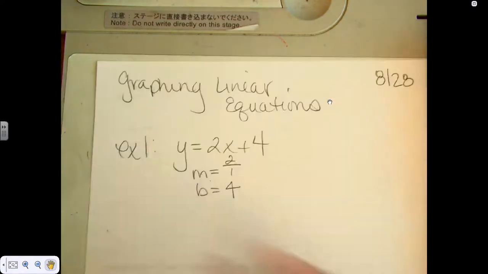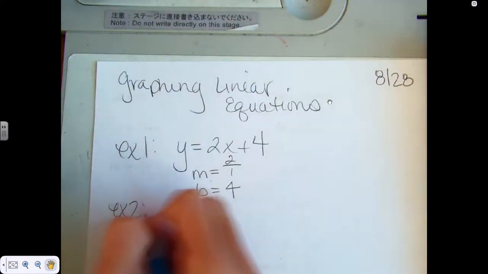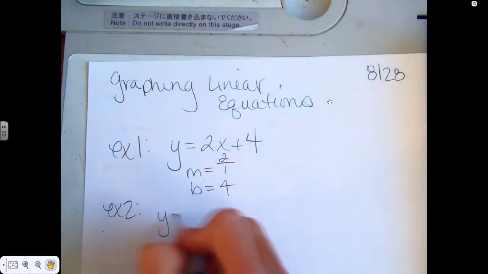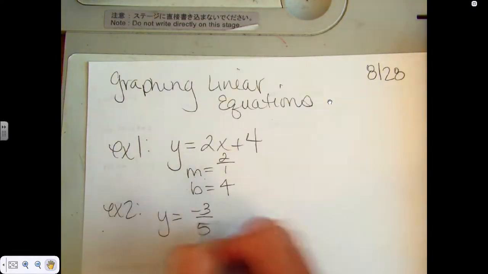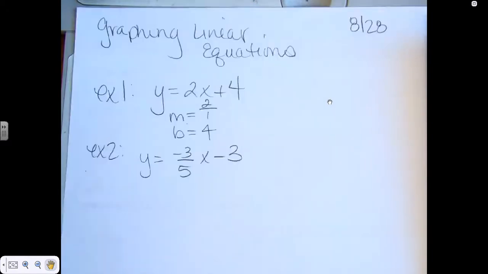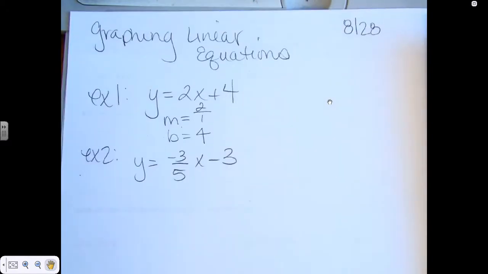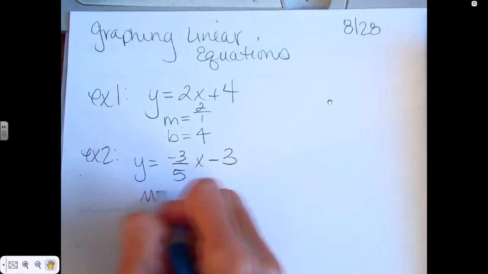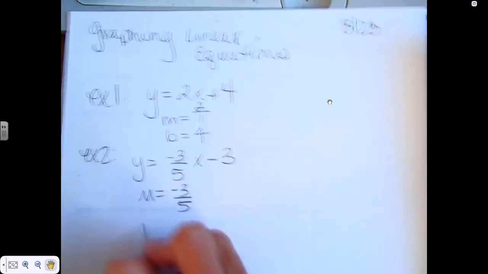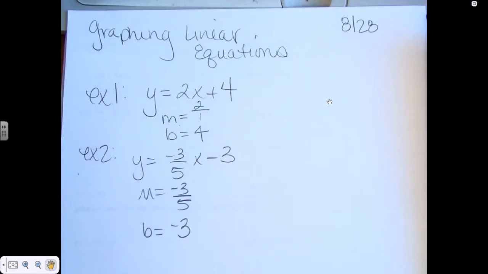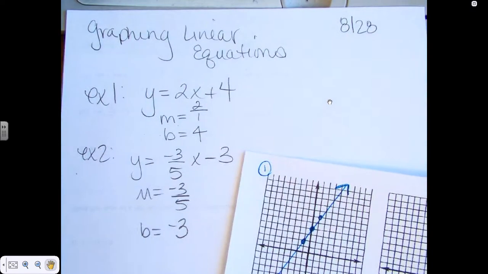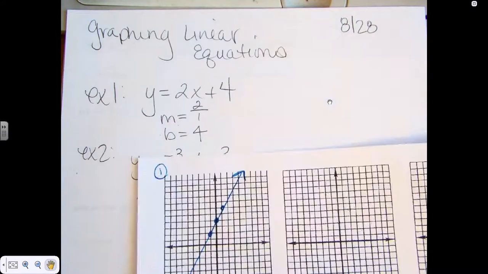Okay. Remember, you can pause this at any time to give yourself some room to solve it before I do. Okay, so now my next equation is y is equal to negative 3/5 x minus 3. My slope, we're going to identify, is negative 3/5, and my y-intercept is my constant, which is a negative 3. So I'm going to plot negative 3 first because that's my initial value.